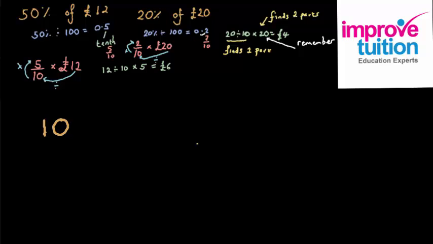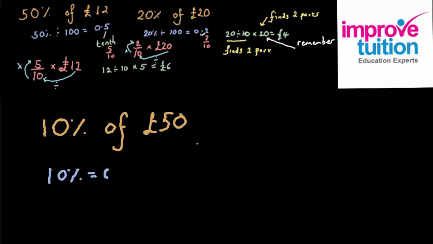Okay, let's do another one there. 10% of £50. So 10% of £50. How could we work this out? How should we work this out? That's right, we convert the 10% into a decimal and a fraction.